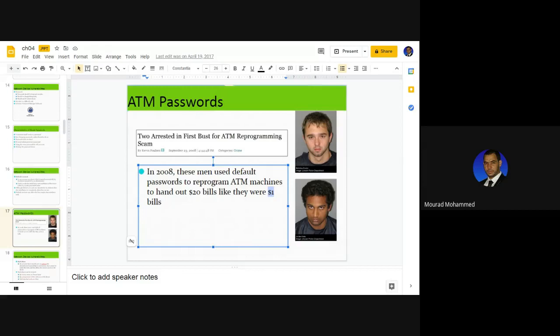They ask for 1, the machine gives them 20. They ask for 100, the machine gives them 20 hundreds. Imagine, they ask only $1, the machine gives them $20, and it counts $1 only. So this is a real case, and it was done due to the misconfiguration of the default account. They were sentenced and they were caught. But this is due to the bad configuration of the default account. This is a real case.